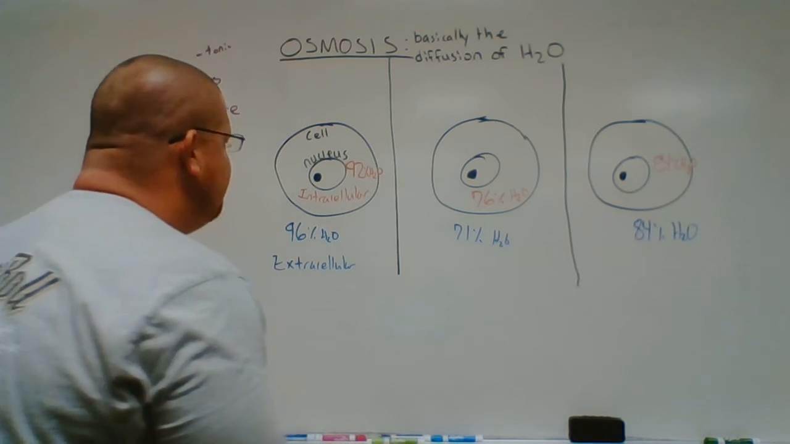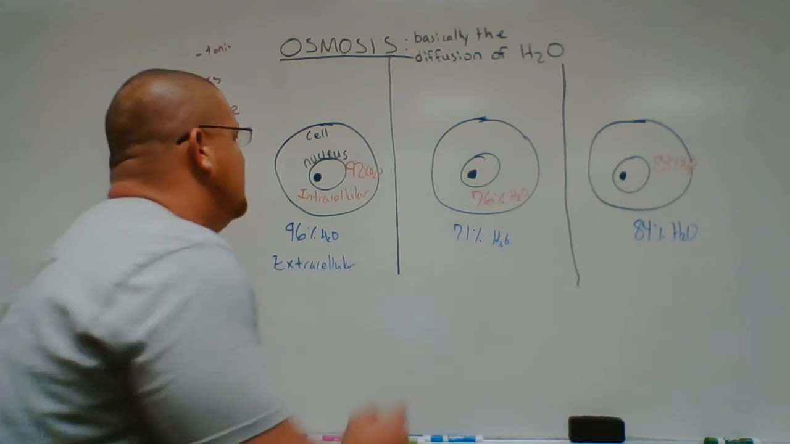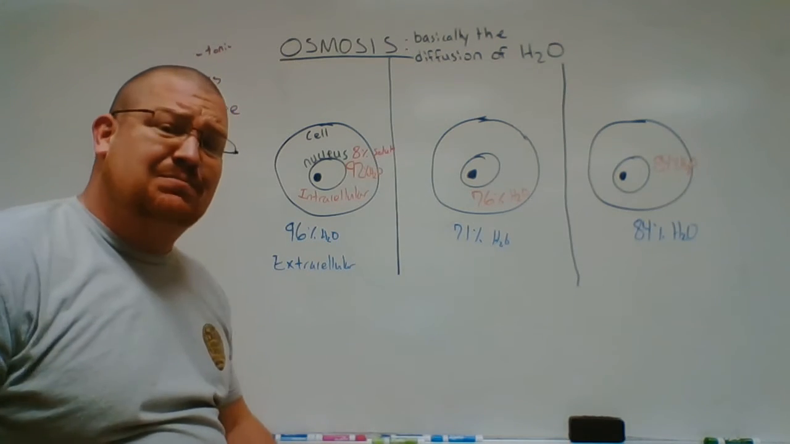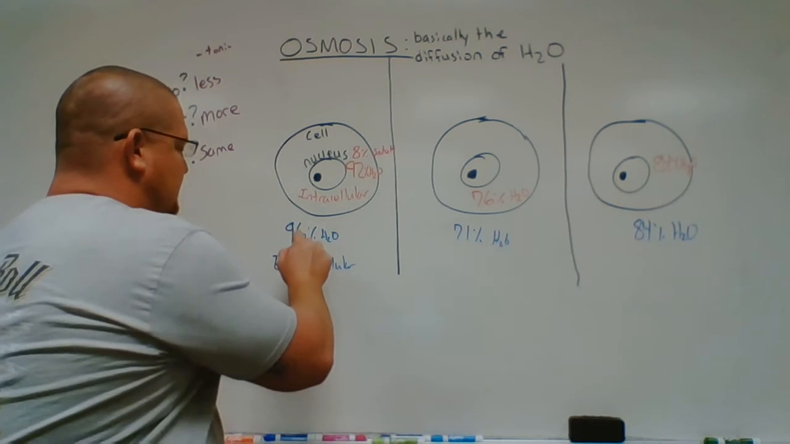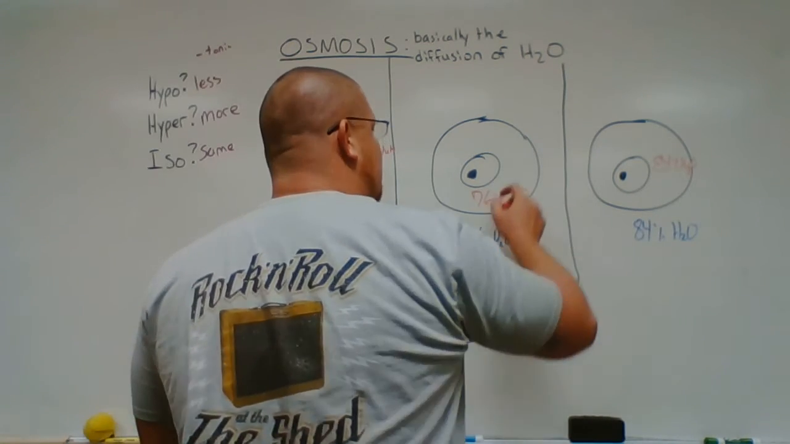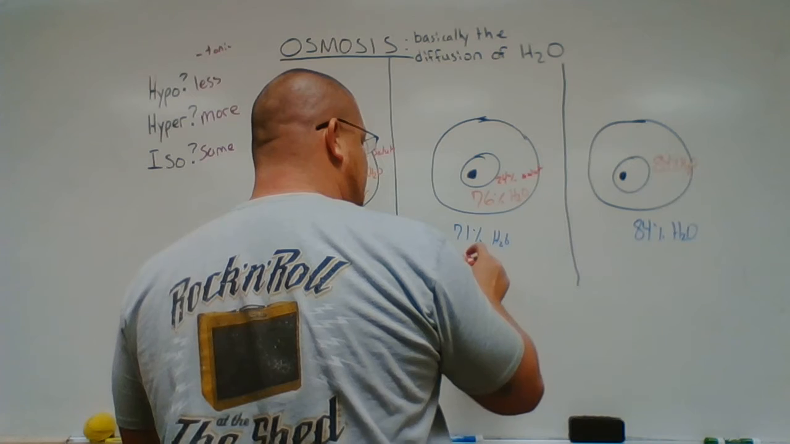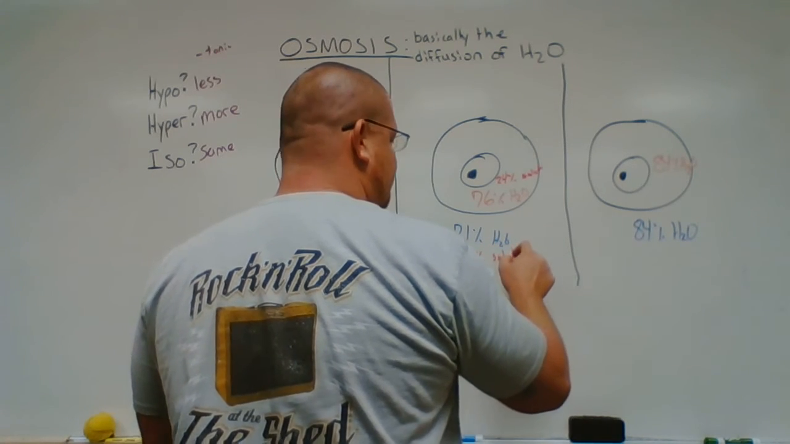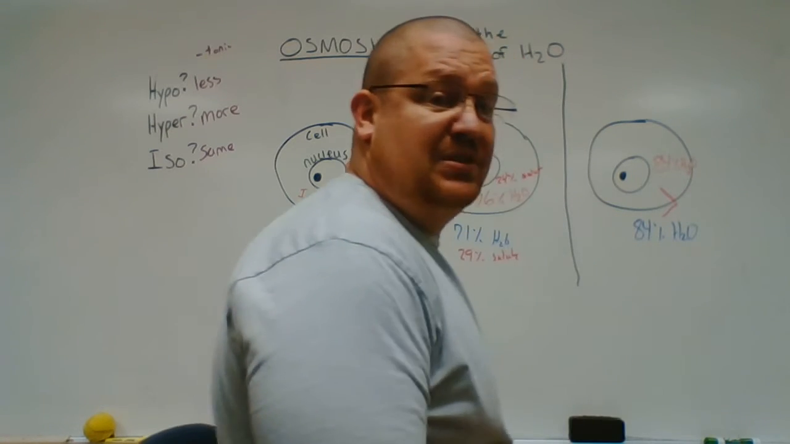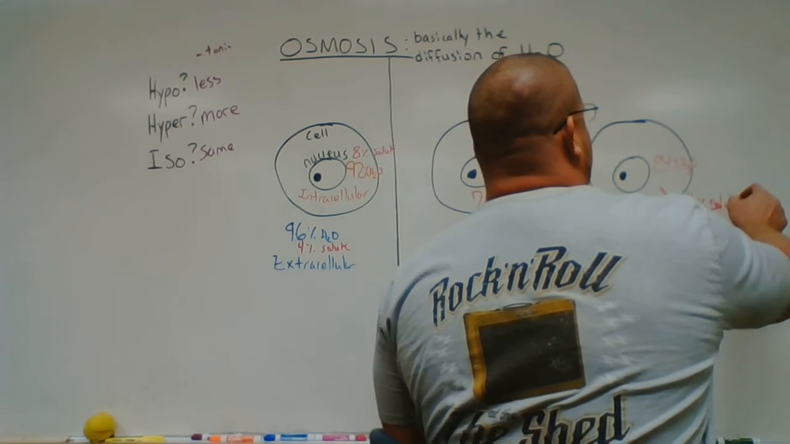If I know that 92% of the solution inside of the cell is water, that means 8% must be solute. Down here, if 96% of the solution is water, that means 4% must be solute. Same thing here, if we've got 76, that means 24% solute. For 71, that means 29% solute. For 84 and 84, both have the same percentage of water, so both of those are going to have 16% solute.